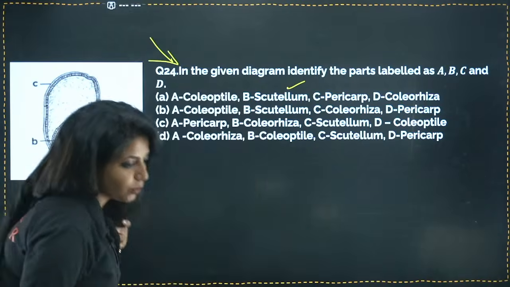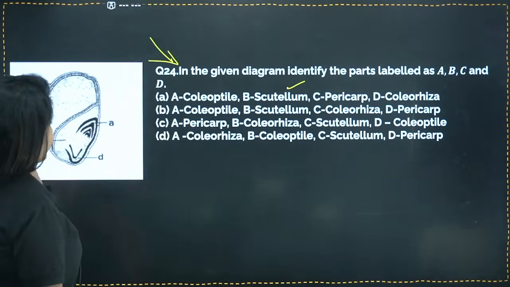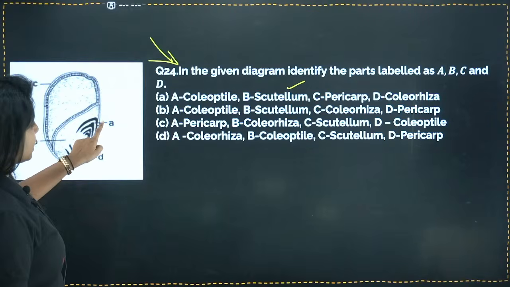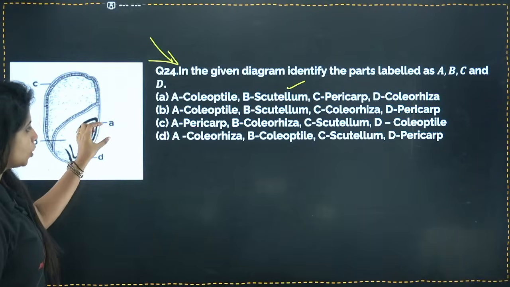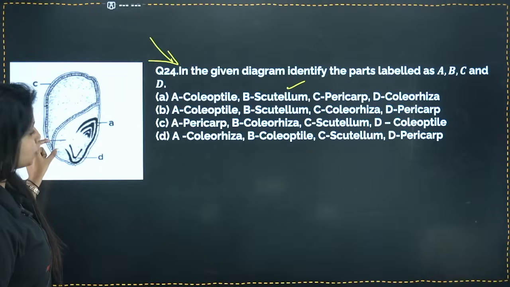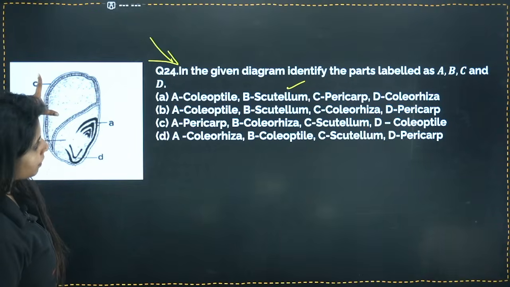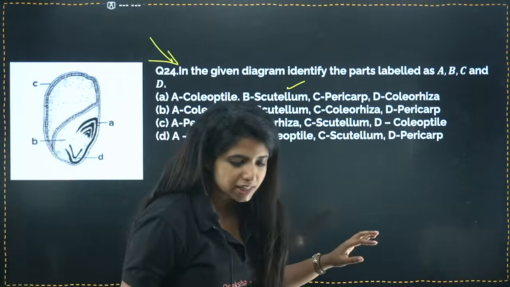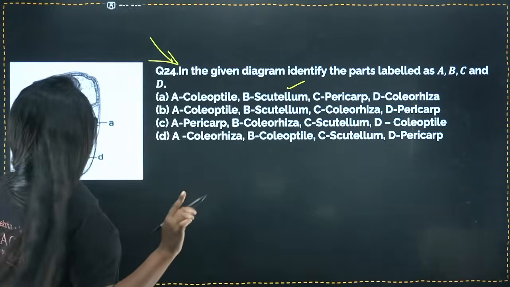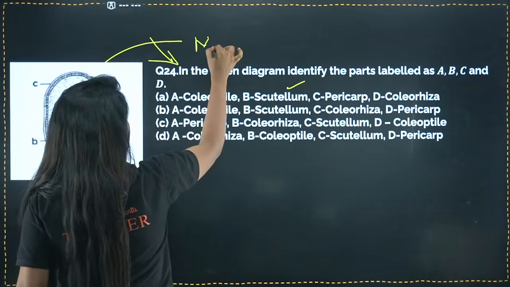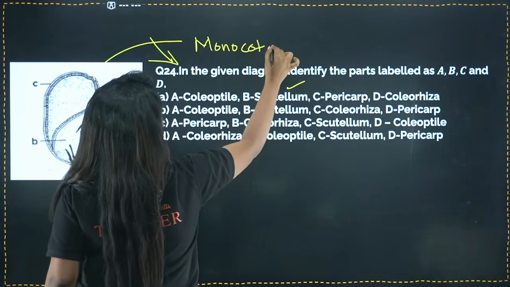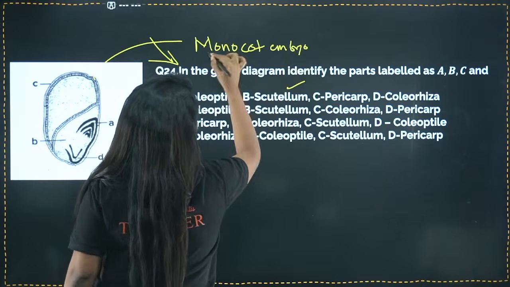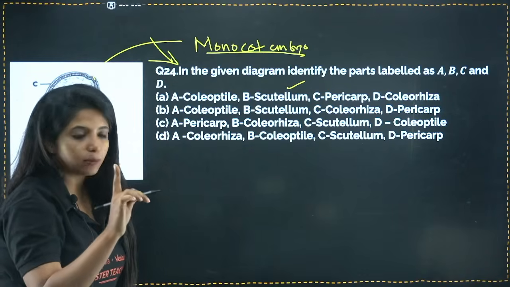So is the answer going to be A or not? Let's check it out. According to this, A is coleoptile, B is going to be scutellum, C is going to be pericarp, and D is going to be coleorhiza. Now for everyone who does not understand this picture at all, let me explain a bit. This picture is of a monocot embryo. That means it just has one cotyledon. Only one cotyledon will be there.